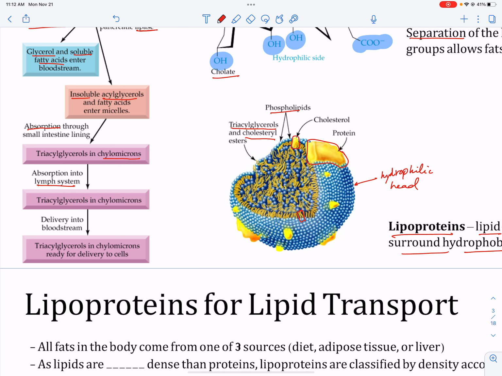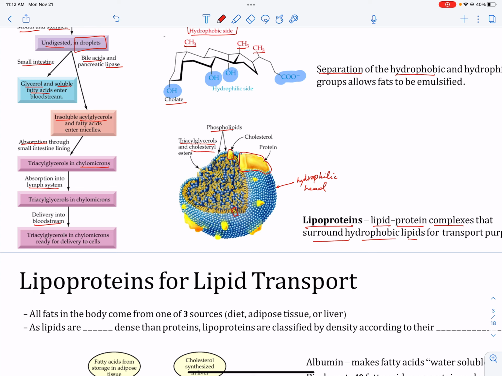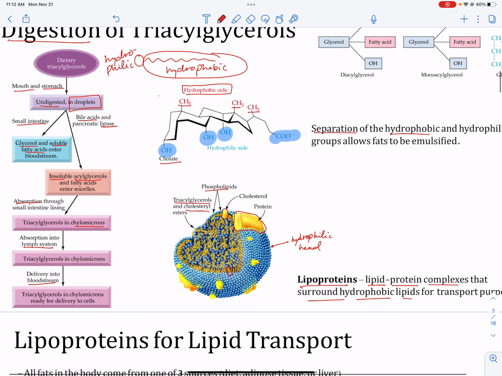They might go to your lymph system. The delivery into the bloodstream will take them to cells and tissues, from there to the liver, and so forth. All right, so that's kind of the step-by-step digestion process. Chylomicrons are a big part of this. Bile acids are a big part of this.